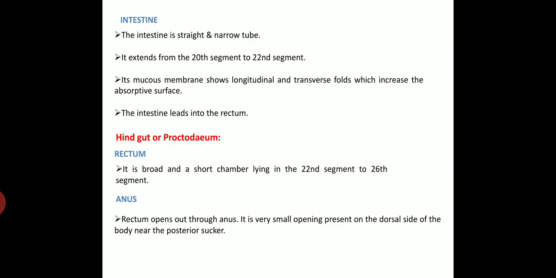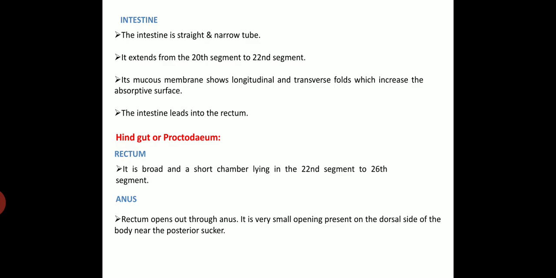So next it is the intestine. The intestine is a straight and narrow tube. It extends from the 20th segment to the 22nd segment. The intestine's mucous membrane shows longitudinal and transverse folds, which increase the absorptive surface. The intestine leads into the rectum.